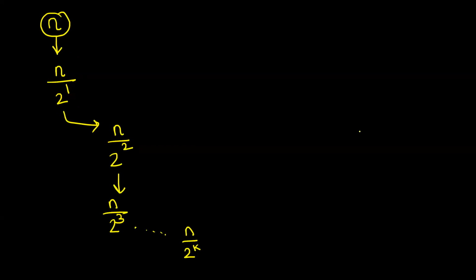Guys, try to follow. See, I'll just do it once again. First of all, the value of I is n. Then it goes to n by 2 raised to 1. Then n by 2 raised to 2. Then n by 2 raised to 3. Then n by 2 raised to 4. Going on like this, after k steps, the value of I will become n by 2 raised to k. And when will we stop? When the value of I will become 1.